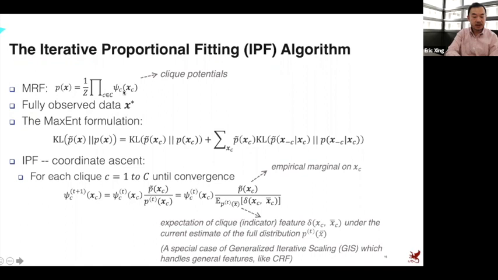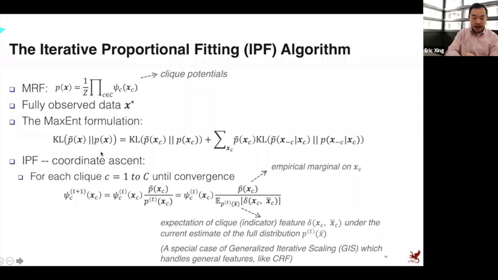And you actually want to estimate these potentials based on fully observed data. This problem is known to be quite difficult, and it is best represented using the following maximal entropy formulation, where you just minimize the KL divergence between the empirical distribution and the distribution you want to solve. And this formulation leads to a very interesting iterative program known as IPF, the iterative proportional fitting, which exposes the following ideas.